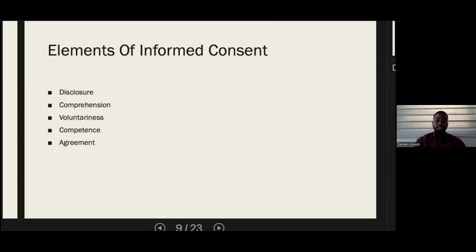So just to bullet point the elements for informed consent, as discussed in the previous slide, would be broadly disclosure, that is disclosing all of the information that is necessary. Comprehension, making sure the patient understands, making sure that the consent is given voluntarily, that the patient has competence, and they agree and therefore would sign the consent.